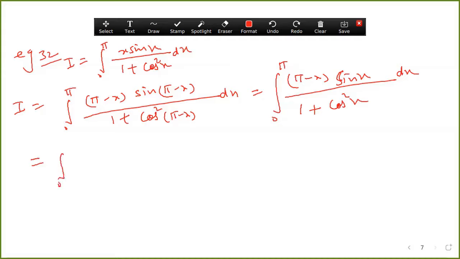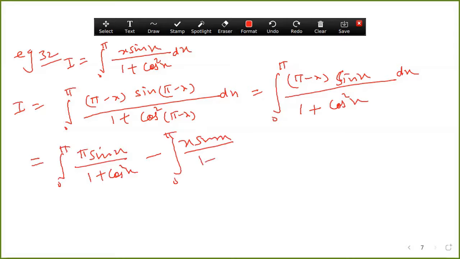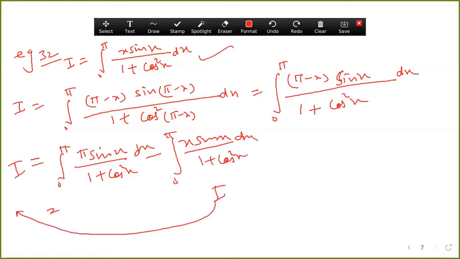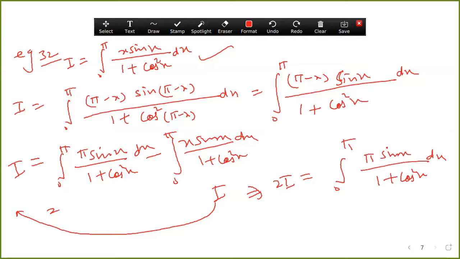It comes out 0 to pi sine x upon 1 plus cos square x minus x sine x upon 1 plus cos square x. Now you can see the second part is I. This is I and this is I. You can take this statement to the left hand side. You are getting twice of I will be equal to 0 to pi sine x upon 1 plus cos square x dx. Now we have to solve it after substitution.